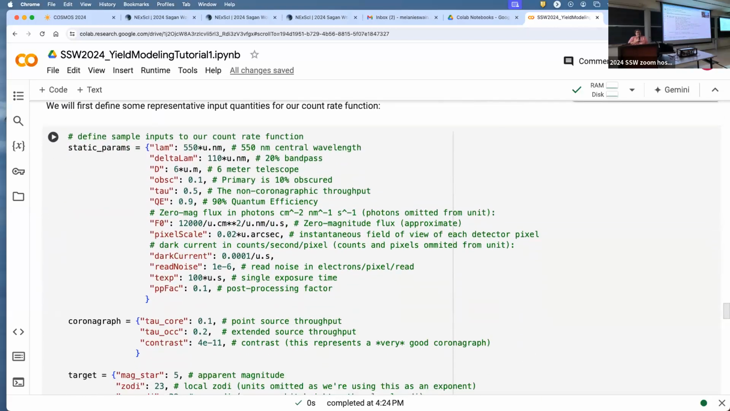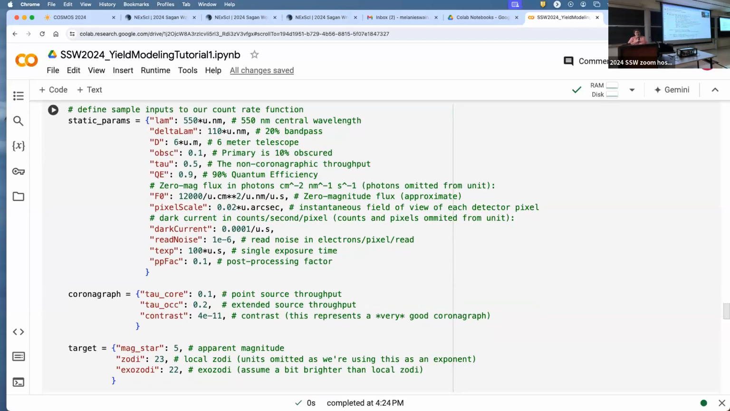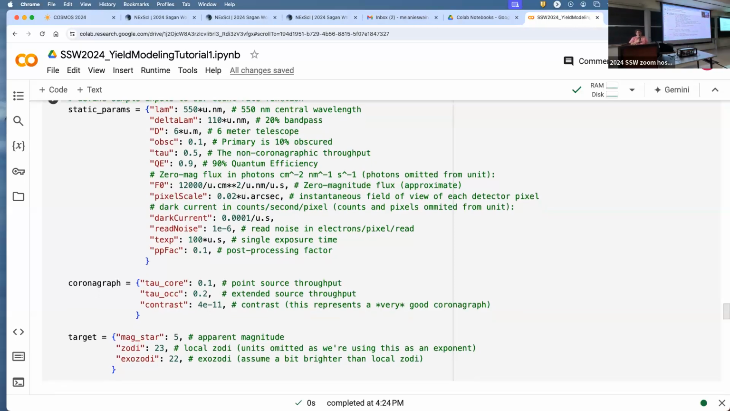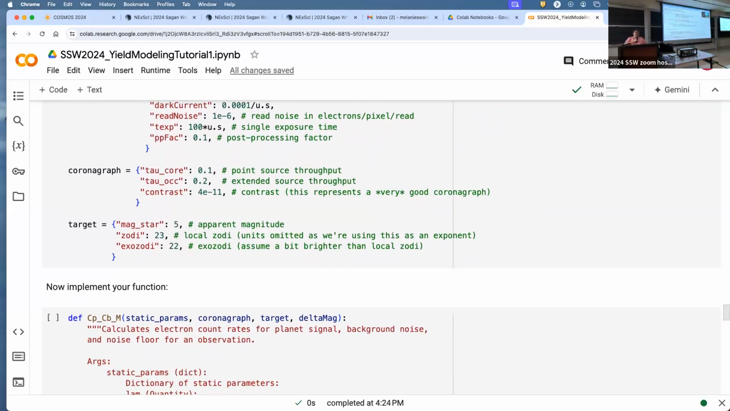So we've got a lot of input parameters. We're going to gather them together in a few dictionaries. Here are the static parameters, things like the telescope diameter and what the obscuration factor is, and the QE, and what F0 is, the zero magnitude flux point of a star. And then we're going to call out how our coronagraph performs. And we're using scalar values here, not curves, just a scalar value. And then we're going to talk about our star.